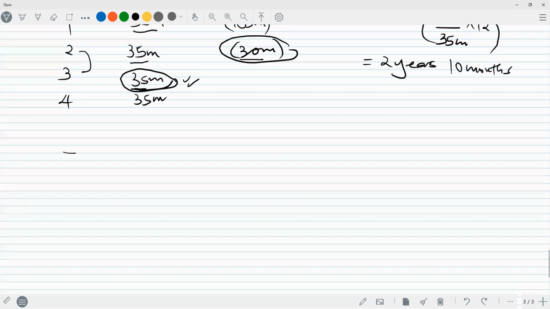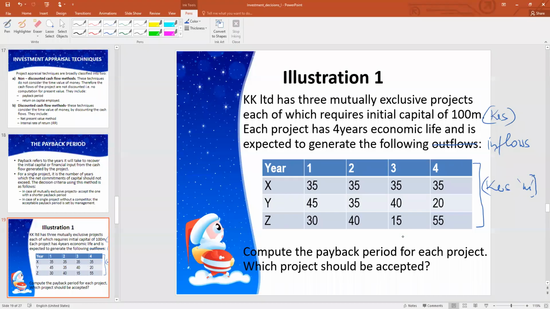So you do Y and Z. Do Y and Z, you make a decision, and we shall pick up from there next time. I hope you have the data for X and Y. That's X, and you have Y and Z. Same process, okay?